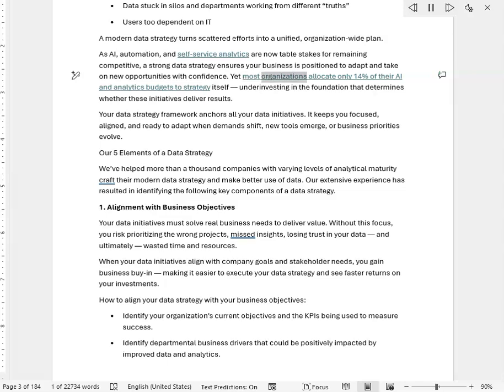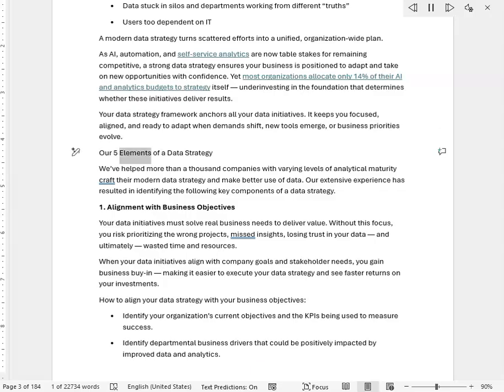Yet most organizations allocate only 14% of their AI and analytics budgets to strategy itself, underinvesting in the foundation that determines whether these initiatives deliver results. Your data strategy framework anchors all your data initiatives. It keeps you focused, aligned, and ready to adapt when demands shift, new tools emerge, or business priorities evolve.